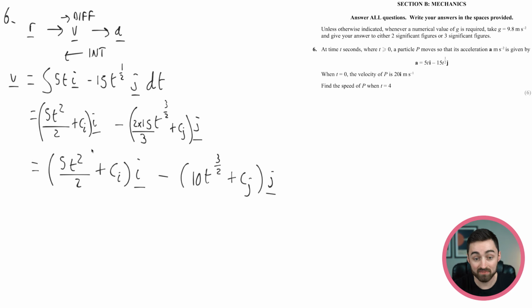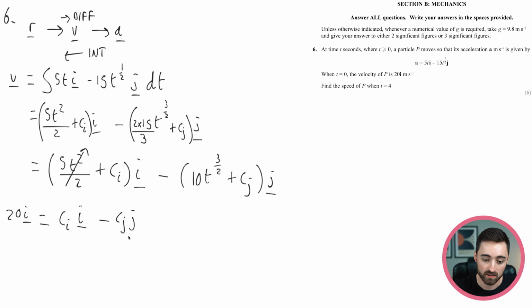Okay, so obviously we have these constants. How do we get rid of them? That is usually when they give you a piece of information. So look at this. It says, when t is 0, the velocity of p is 20i. In other words, I can now sub in t equals 0 and sub in 20i for the velocity. So v is this, so now I'm going to get 20i equals, okay, t is 0, so this goes. I'm going to be left with ci lots of i. And then this here goes, so that's going to be minus, gone, cj lots of j.